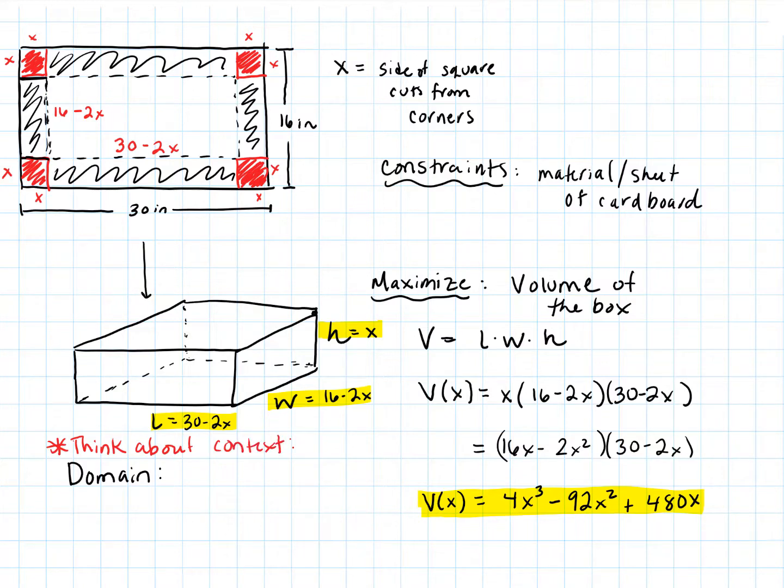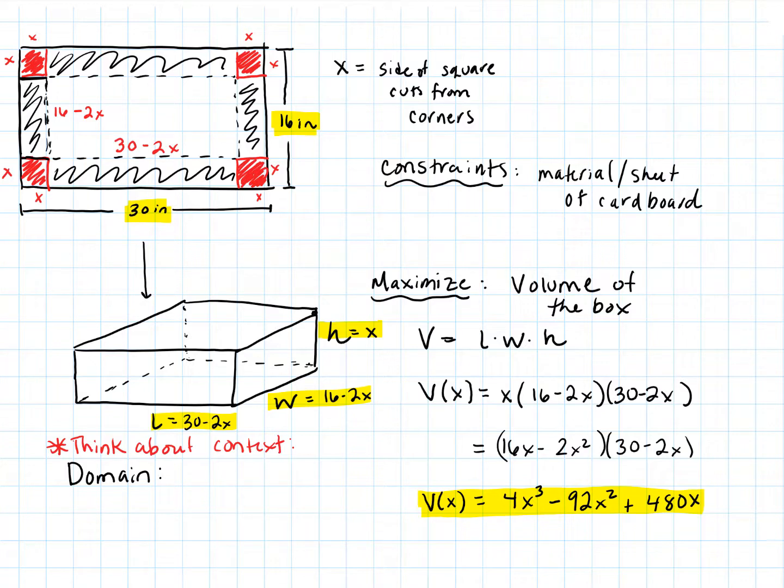And for the domain, if we come back to our picture up here, we have 2 side lengths, one of 30 inches and one of 16 inches. In order to create a box, our smaller length, the least of the 2 lengths, is going to be the most restrictive. So we're restricted by having only 16 inches. I can't cut more than 8 inches out of a corner because I have to balance it by also cutting 8 inches out of the other side.